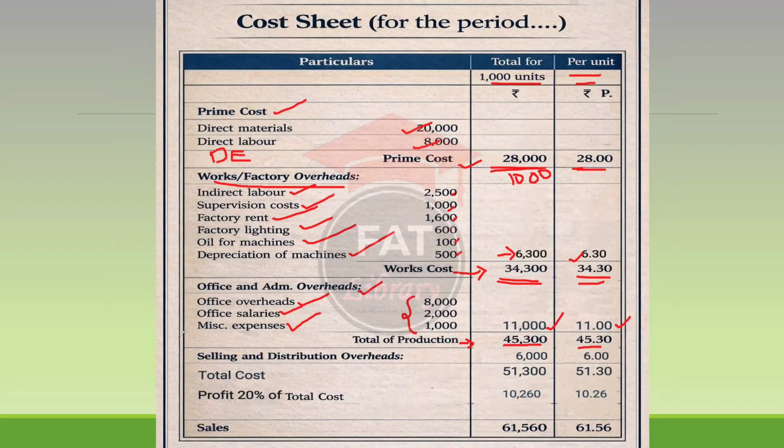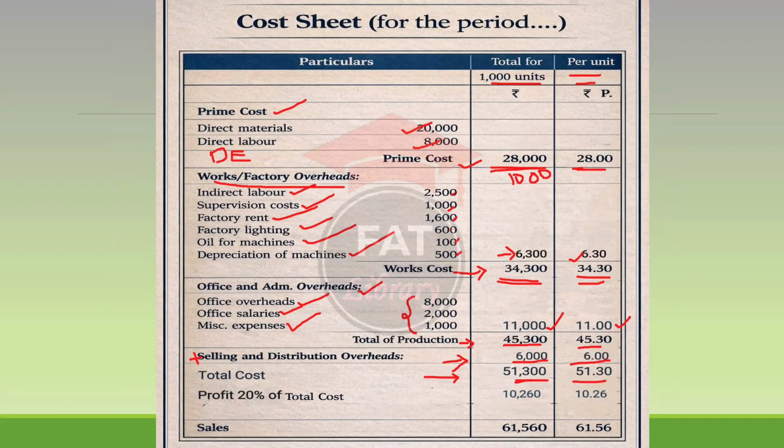Okay. Here next we need to again add the selling and distribution overheads. So how much selling and distribution overheads they have given? 6,000, which is nothing but 6 rupees per unit. So here the total cost we got it as 51,300 in case of total cost, and total cost per unit we got it as 51 rupee 30 paise.